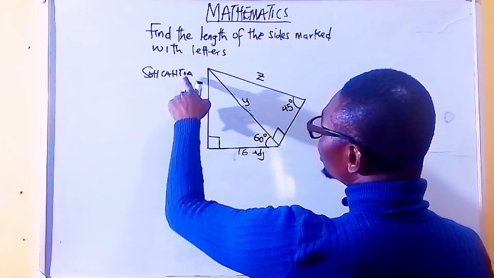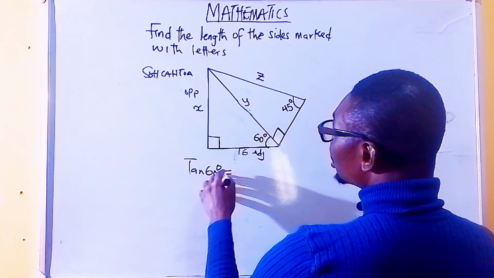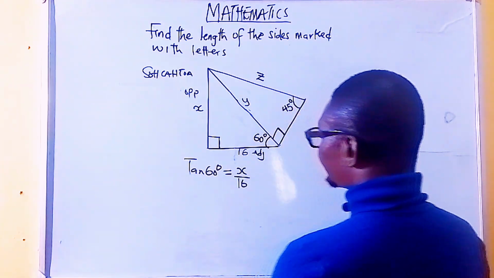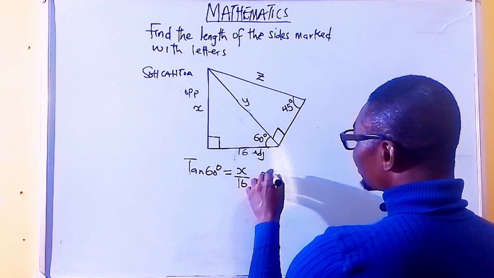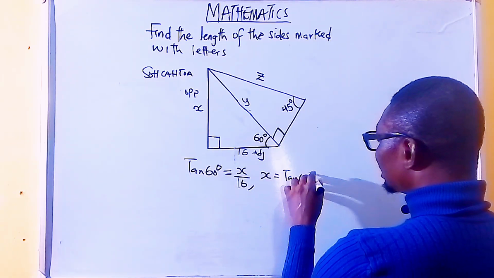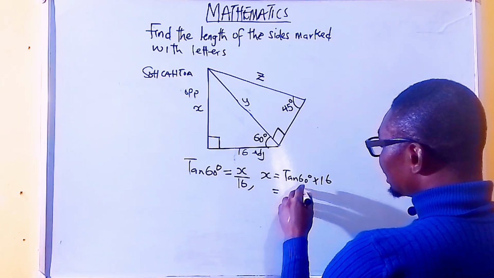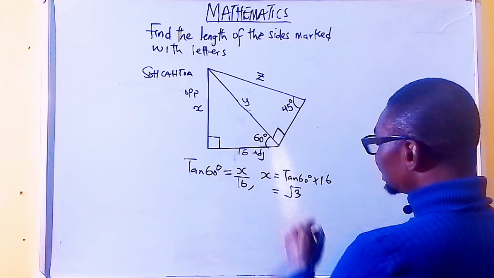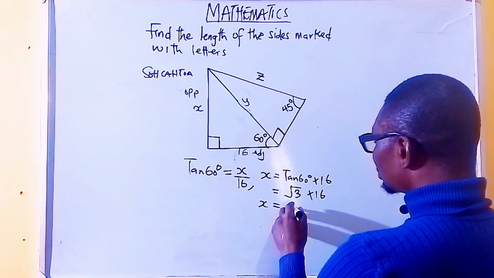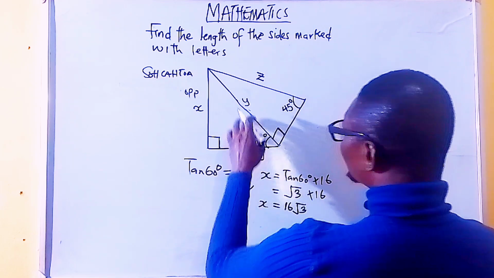Opposite over adjacent, and opposite over adjacent is tan. So we have tan 60 degrees equal to x over 16. Therefore, if you cross multiply, you have x equal to tan 60 degrees times 16. Tan 60 degrees is root 3, so times 16. Therefore, our x is equal to 16 root 3.